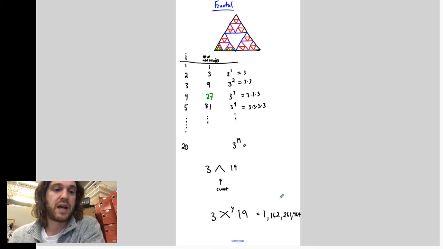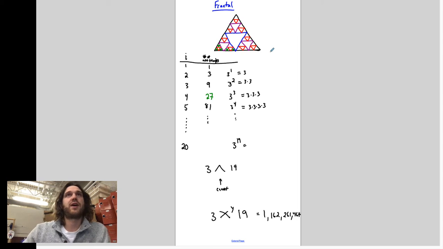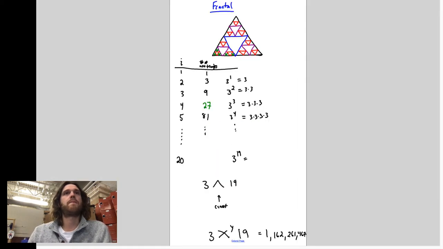So yeah, I'll race you to the finish line. Go for it. Just kidding. Okay, this is a fractal. It has a simple set of rules for drawing it. This is called the Sierpinski triangle.